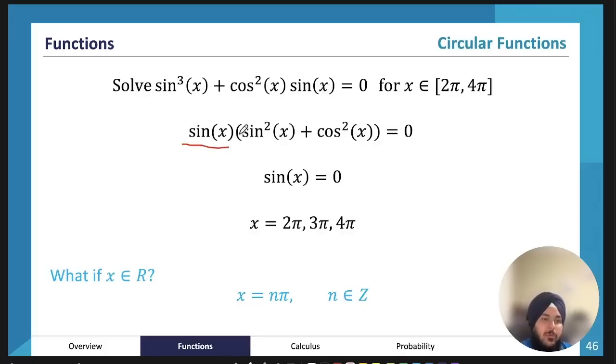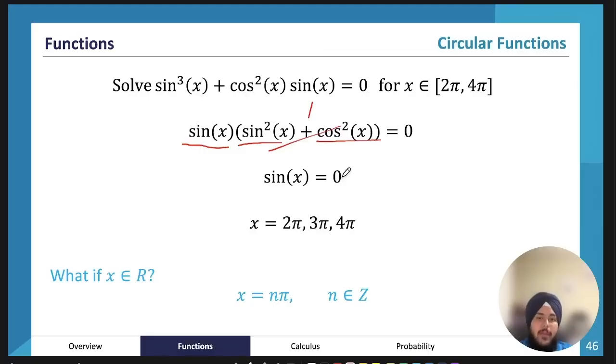So first of all, we will factorize the sine of x, and that will give us sine squared x plus cos squared x. And what do we know about sine squared x plus cos squared x? Well, that's the Pythagorean identity, and that's equal to 1. So therefore, this will just get cancelled out and equal to 1. So therefore, we're just solving for sine of x is equal to 0.